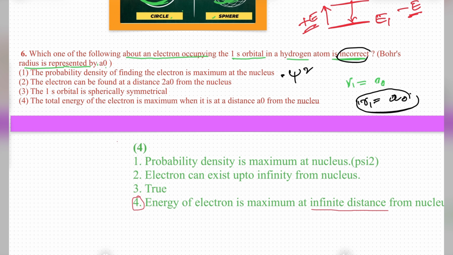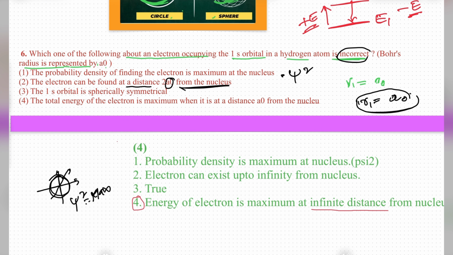See this? Psi square: the probability of finding an electron around the three-dimensional space is called psi square. The probability of finding the electron around the three-dimensional space is maximum. You can find the electron anywhere around the nucleus. Clear? That is what we call psi square.